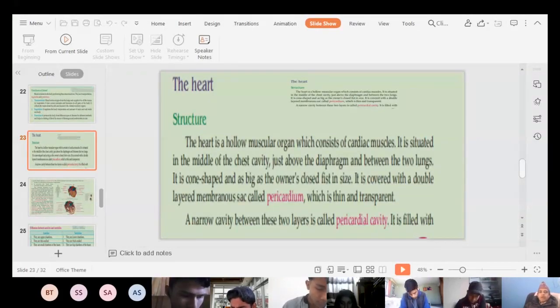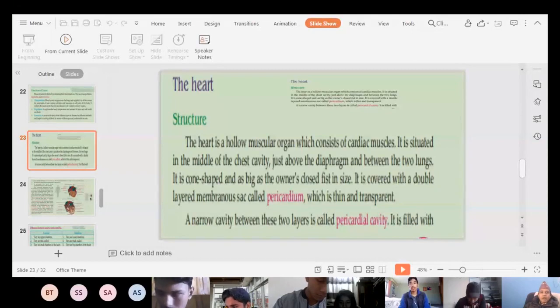Students, if we talk about the internal structure of the heart, it is full of chambers or rooms, and the left and right chambers are separated by one muscular layer. That muscular layer is called the septum. Spelling: septum. Septum divides the heart into two parts.